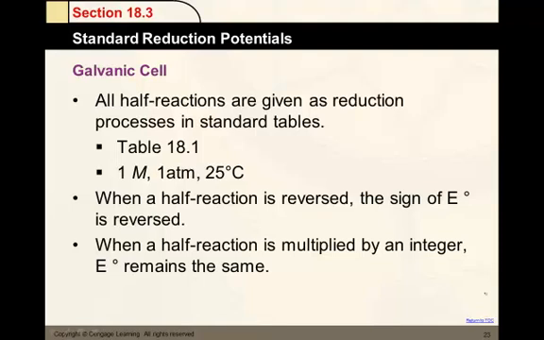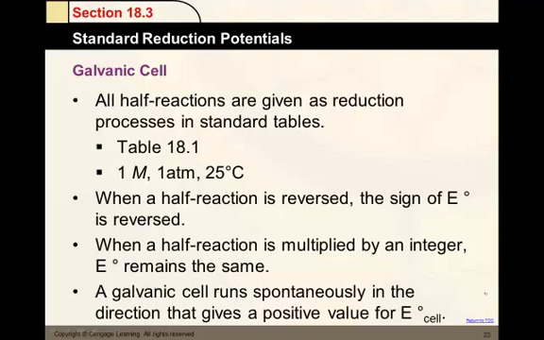So even if we had 2 moles of lithium and we flipped the sign to be positive 3.05, the value of the voltage would still be 3.05. Doesn't matter if I have 1 mole, 2 moles, or 20 moles of that particular substance.